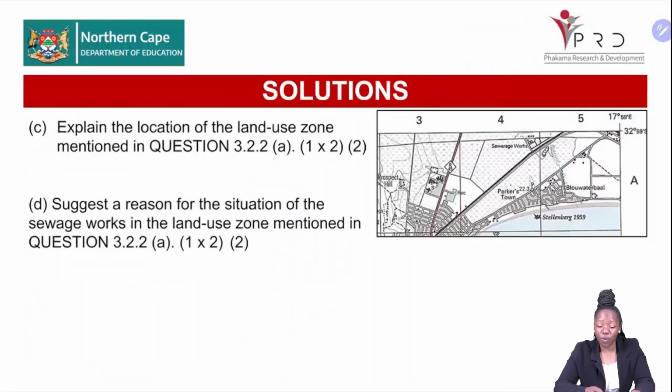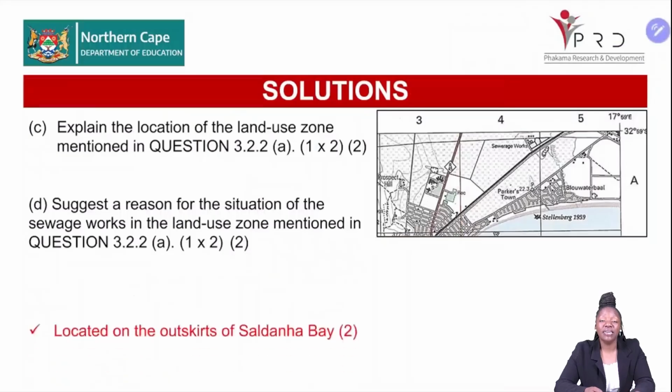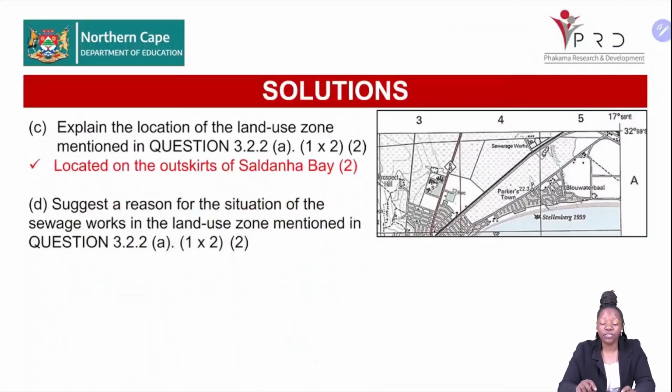Right? Looking there at our solutions, explaining the location of this land use zone. We have talked about the rural urban fringe. So by now you're supposed to know that the rural urban fringe is located on the outskirts. Remember, this is the mixture of rural and urban functions or activities. So therefore it is located on the outskirts because it is outside the CBD or at the end of the urban area, at the beginning of the rural area. So hence it is at the outskirts.